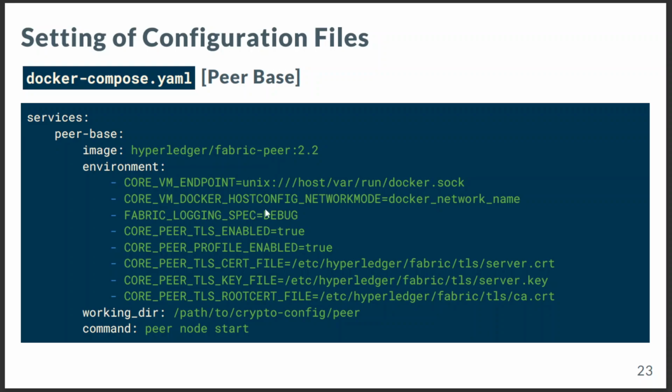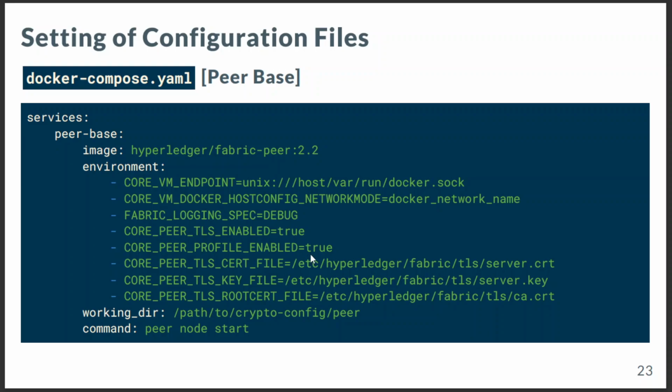Then Fabric logging spec. What level of logs are you going to append to the logs? That is set to debug. Of course, it can be info or warning, anything like that. Then we have core peer TLS enabled. Of course we have to enable TLS for security. Otherwise, whatever communications the peer is having might get leaked to other peers. That's a security problem.